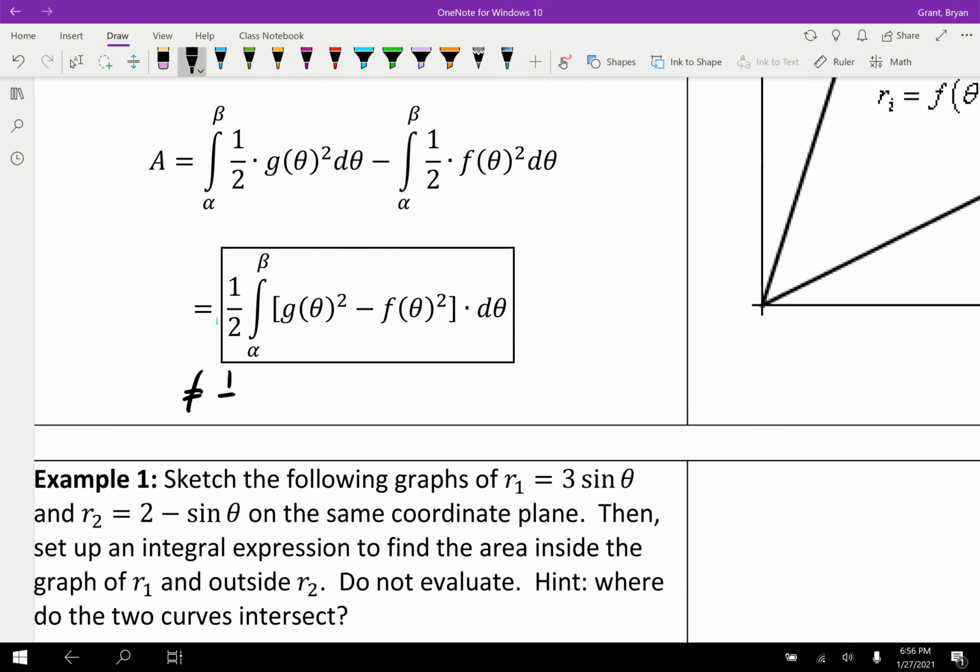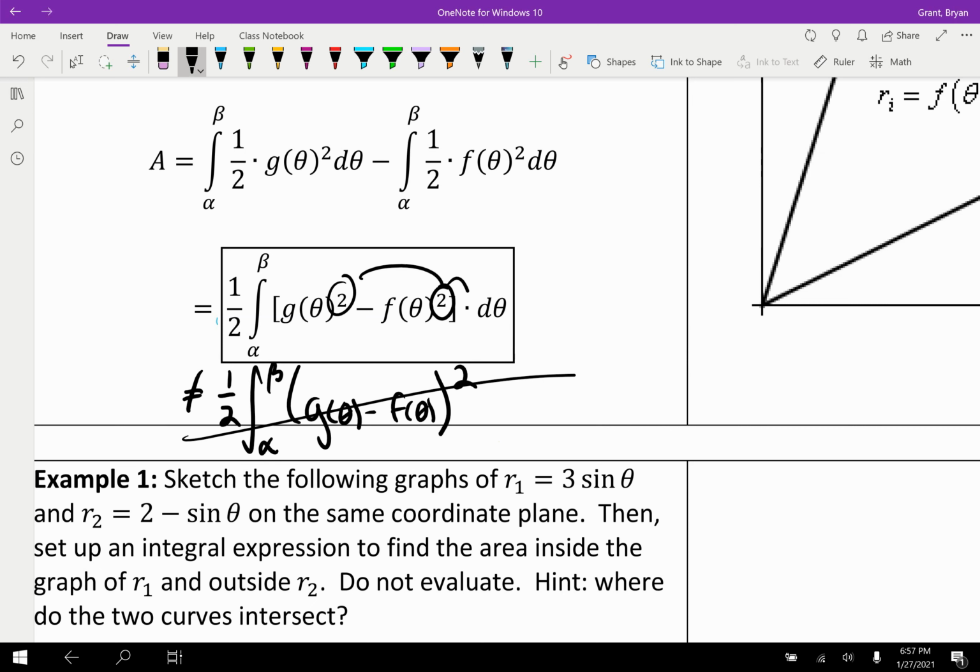Please make sure you do not call this, now we'll use parentheses, g of theta minus f of theta, squared. That is incorrect. We're not allowed to undistribute a square with subtraction or addition. So don't do that. Maybe even forget I even mentioned it.